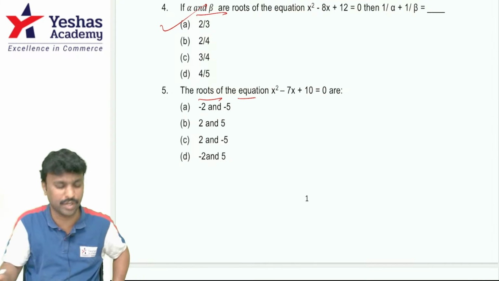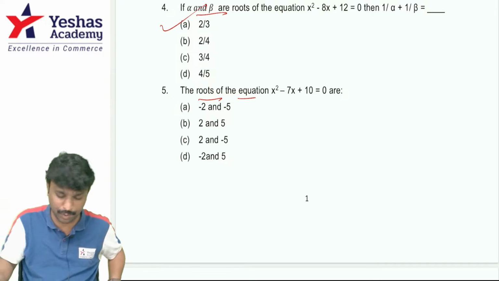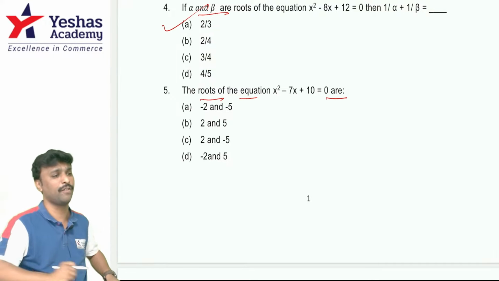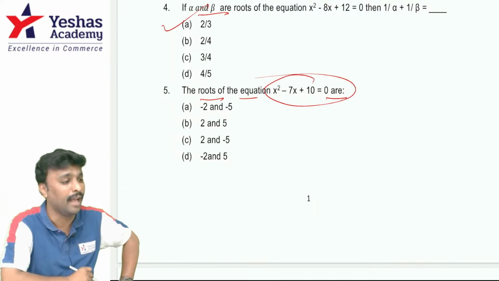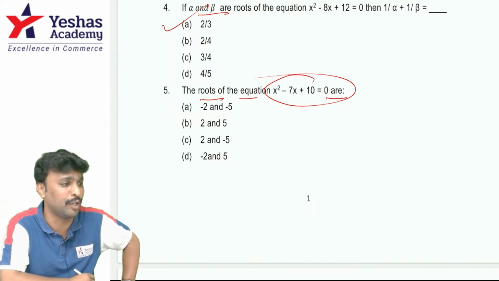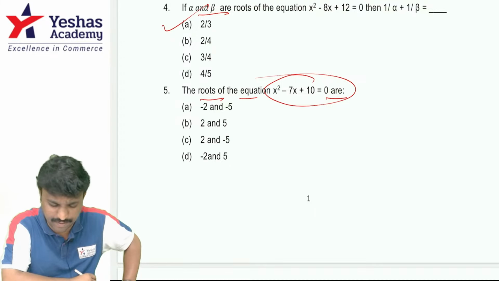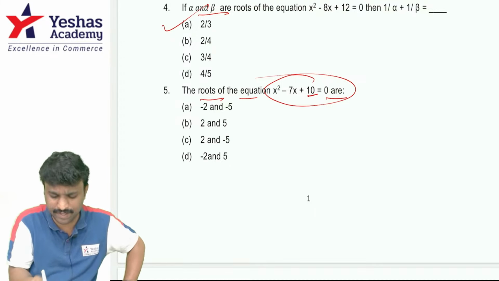The roots of the equation x square minus 7x plus 10 equal to 0 are. Guys, first of all, what you guys have to do, you have to plug in the values for x. Option hitting you have to do. Whichever option satisfies, that's the right answer. And first of all, look at whether it is factorizable.